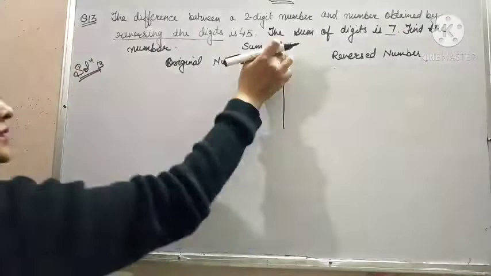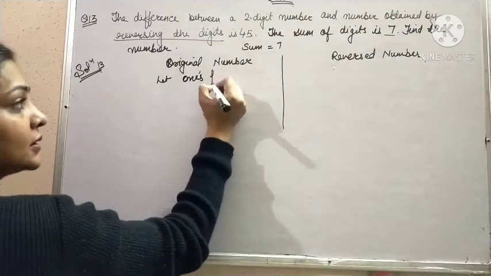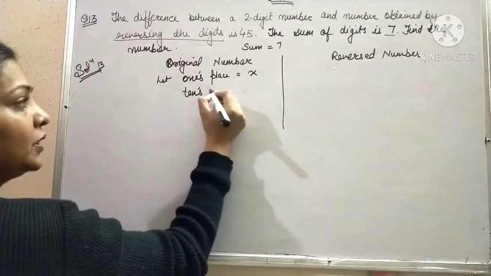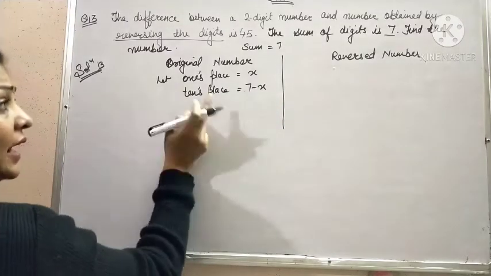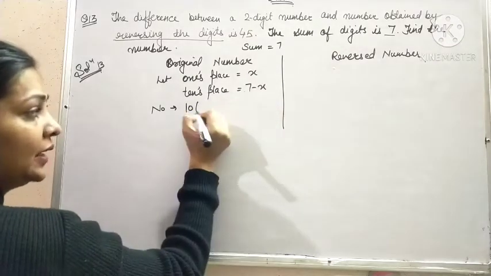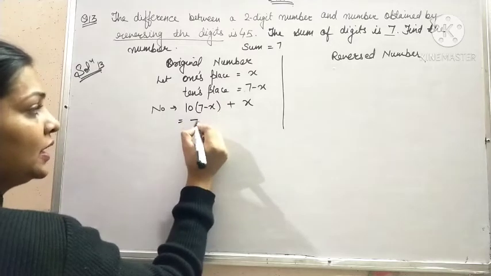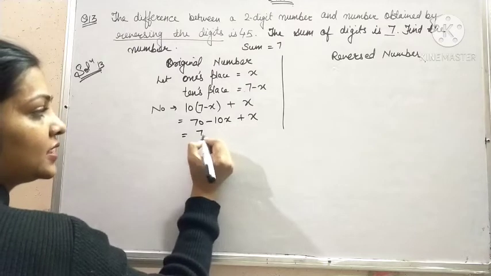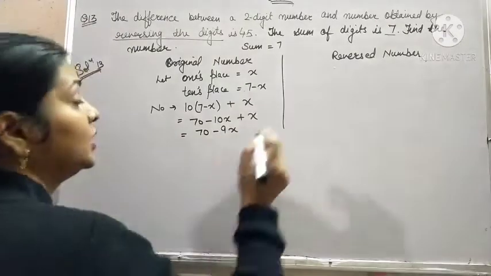For that, the sum is 7. Let ones place be equal to x, then tens place will be equal to 7 minus x. And the general formula to find the number is to multiply tens place by 10 and add ones place to it. It will be 70 minus 10x plus x, that is equal to 70 minus 9x. Clear? Now the reverse number.